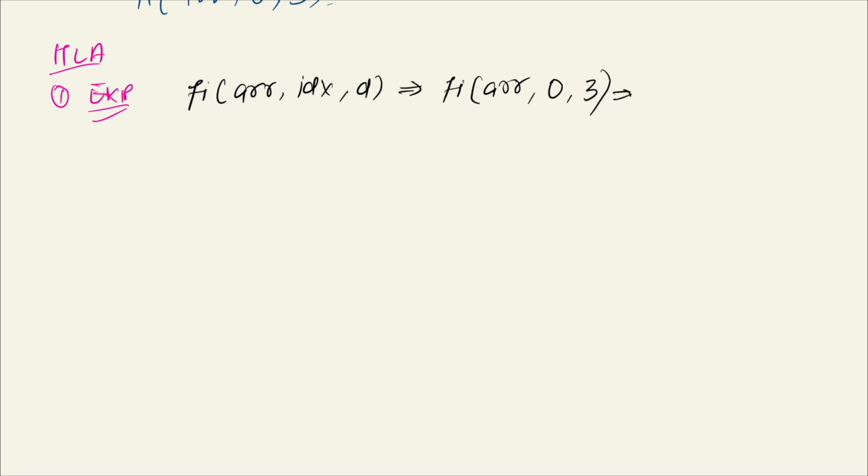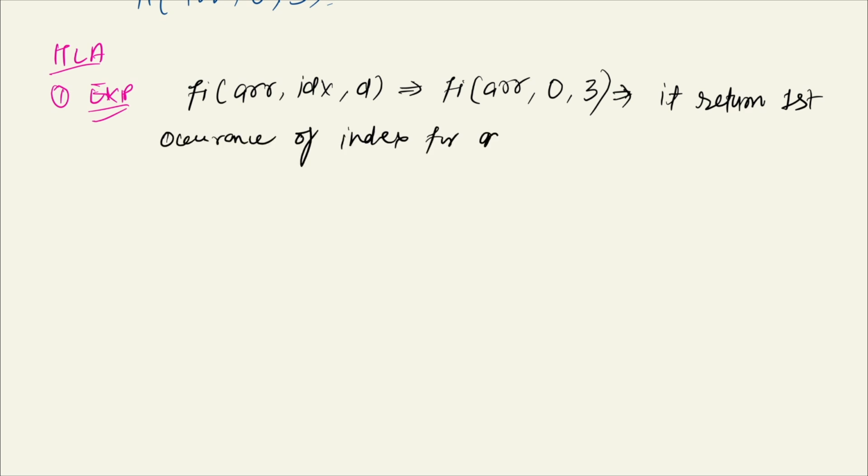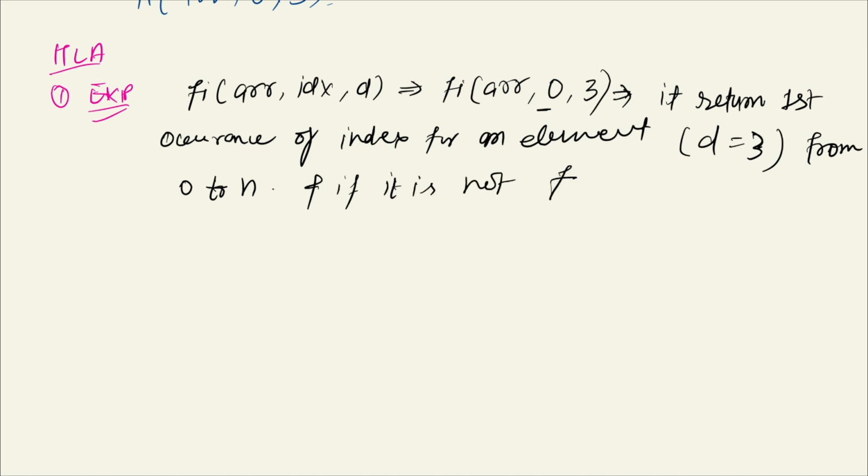Okay, so if we are passing these elements, inside of the fi function, what should it return? It should return the first occurrence of index for an element, which is d equals 3, from 0 to n. Okay, and if it is not found then return -1. Okay, as simple as that.